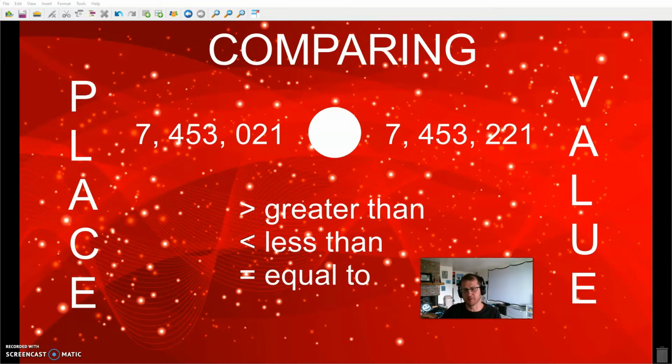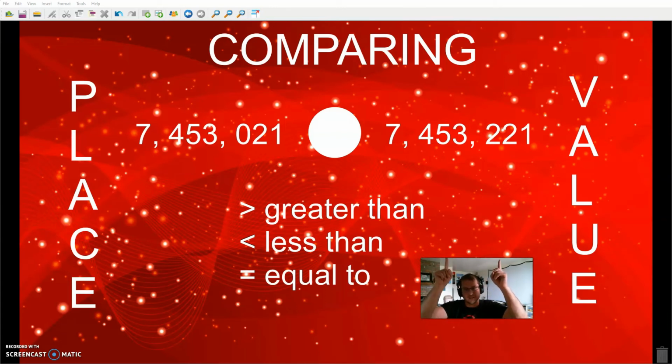The first things you need to be familiar with are those three: greater than, less than, equal to. Be familiar with those words, be familiar with those symbols. Remember that when we are comparing numbers, the alligator wants to eat the bigger number.